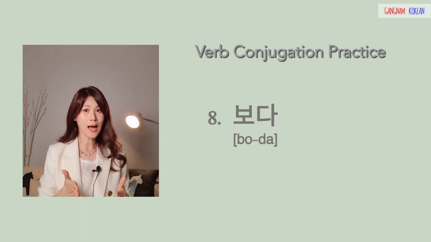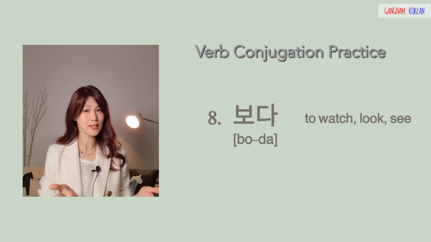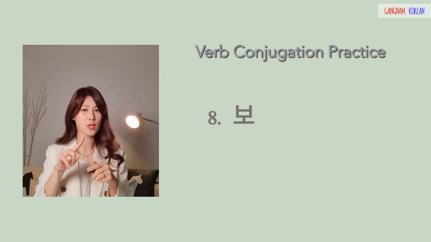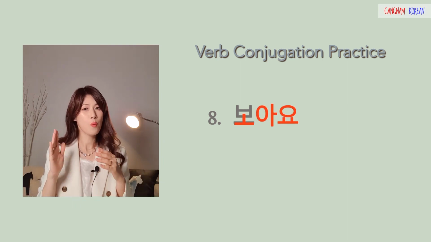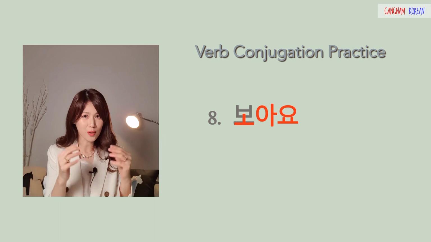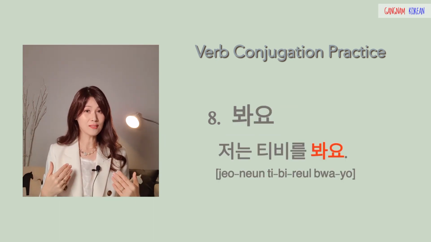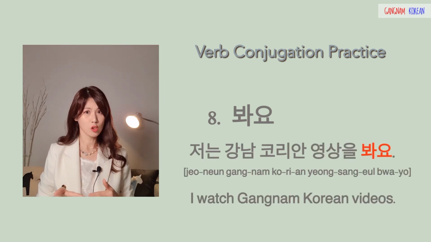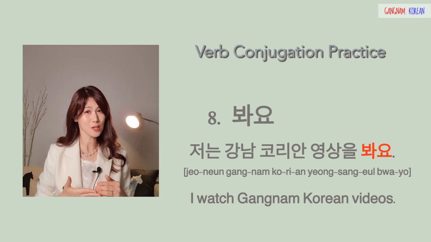Next, 보다. We already did that, right? To watch or to look or to see. So 보다. Remove the 다. What's left? 보, which ends in 오. The vowel. So you put 아요, 보아요, but shorten it, shrink it to 봐요. 저는 TV를 봐요. I watch TV. 저는 강남 코리안 영상을 봐요. I watch 강남 Korean videos.